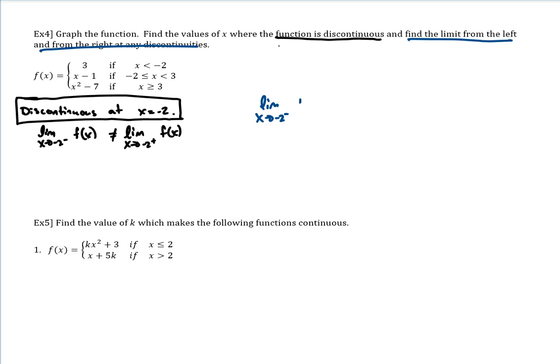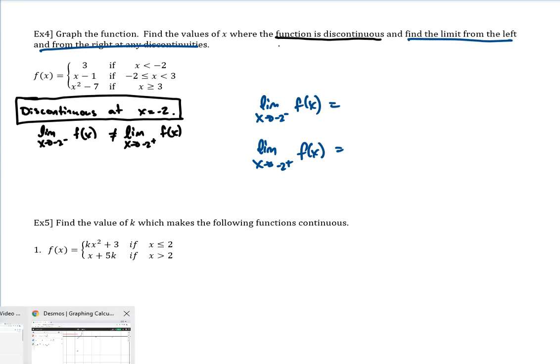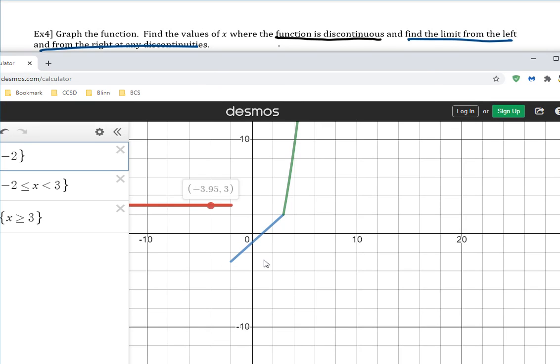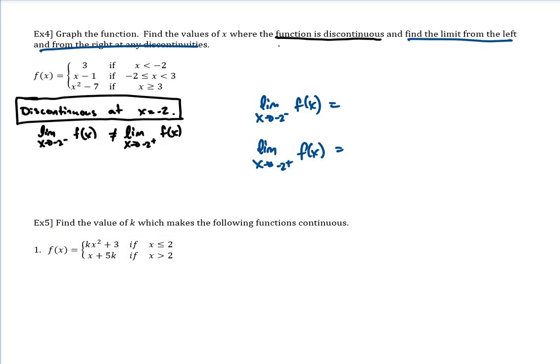So from the left, let's go ahead and set them up. Okay, so there's our setup. And again in our picture, using that from the left, that's the red portion. It looks like it's headed toward a y-coordinate of 3 as we get close. So it's staying 3. And then on the right, if I keep following it, it's headed toward -3. So it's 3 versus -3. On the left, we had 3. From the right, we had -3.